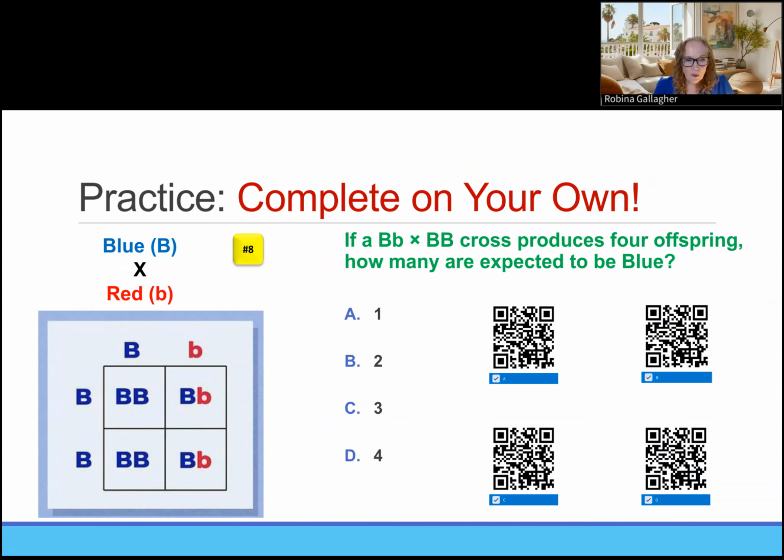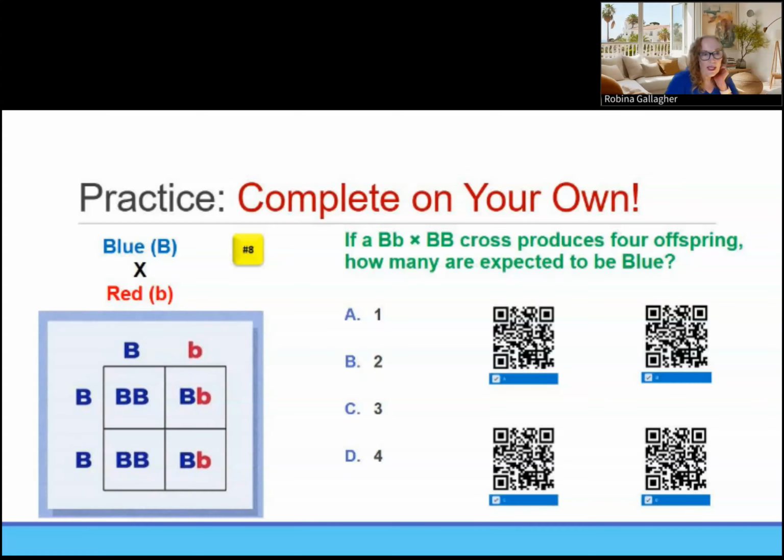So moving on, we have another question that you're going to complete on your own. Okay, this time we have blue and red. Blue is dominant, red is recessive, and you have a Punnett square that is complete. So how many of these offspring have a capital B, and you would expect them to be blue?